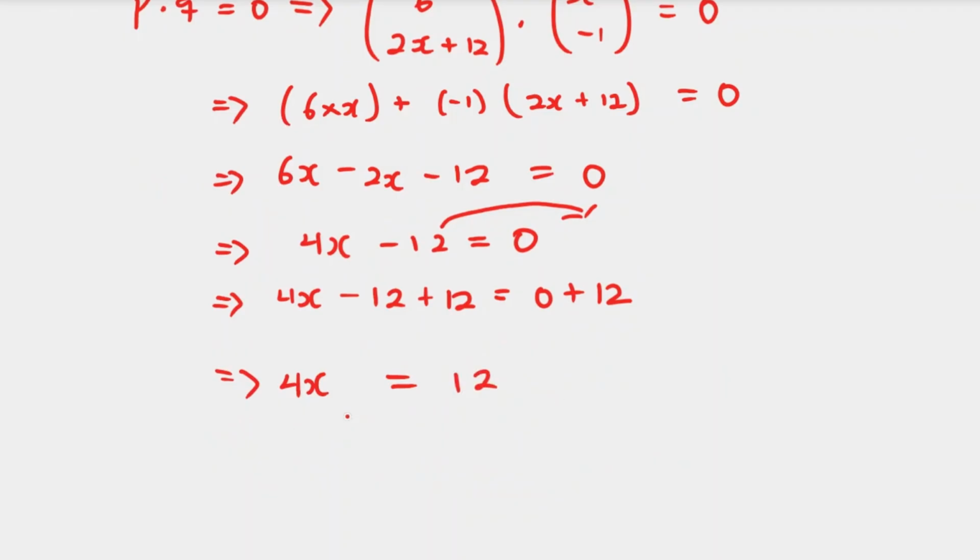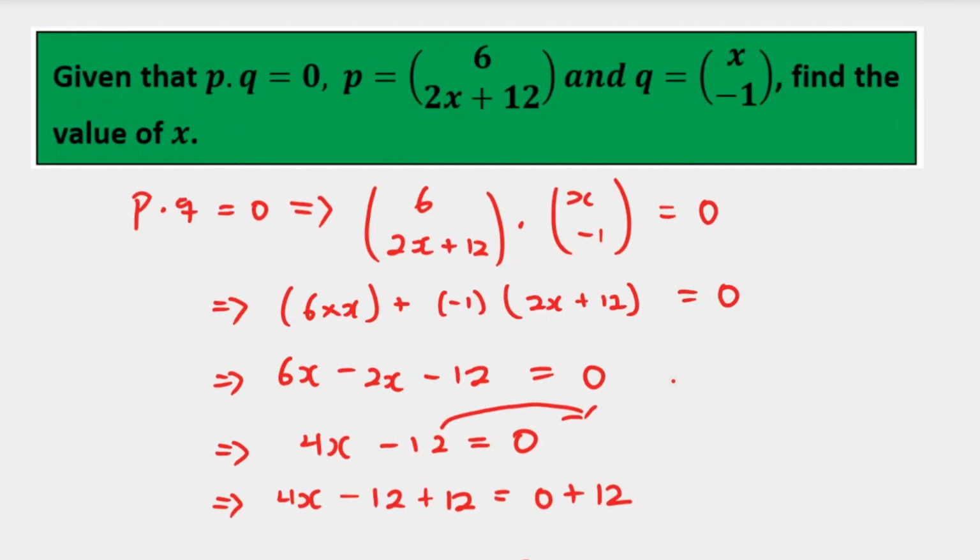So to find the value of x, we just divide here by 4, here too by 4. So 4 cancels itself, 4 goes into itself 1, and 4 goes into 12 3 times. So x is equal to 3. So that is how we can find the value of x using the above information.